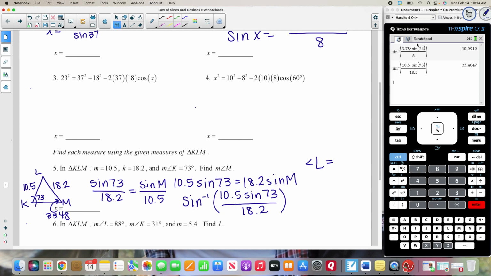So we're going to add 73 plus 33.48. Subtract from 180, and what would I get? 73 plus 33.48. Add them together, subtract from 180, and what would I get? 73.52. 73.52.